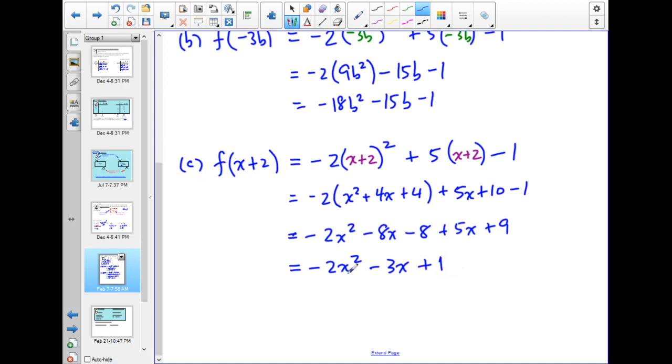So f of x plus 2 ends up being this quadratic equation. And this is as simple as I can make it. I've fully simplified it.